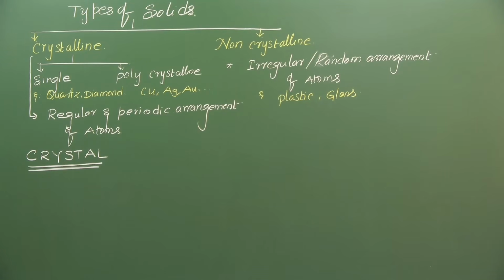Now sound is okay? So types of solids, we have crystalline and non-crystalline. Crystalline again is single as well as polycrystalline, and non-crystalline ones are amorphous. Glass, plastic, amorphous solids.